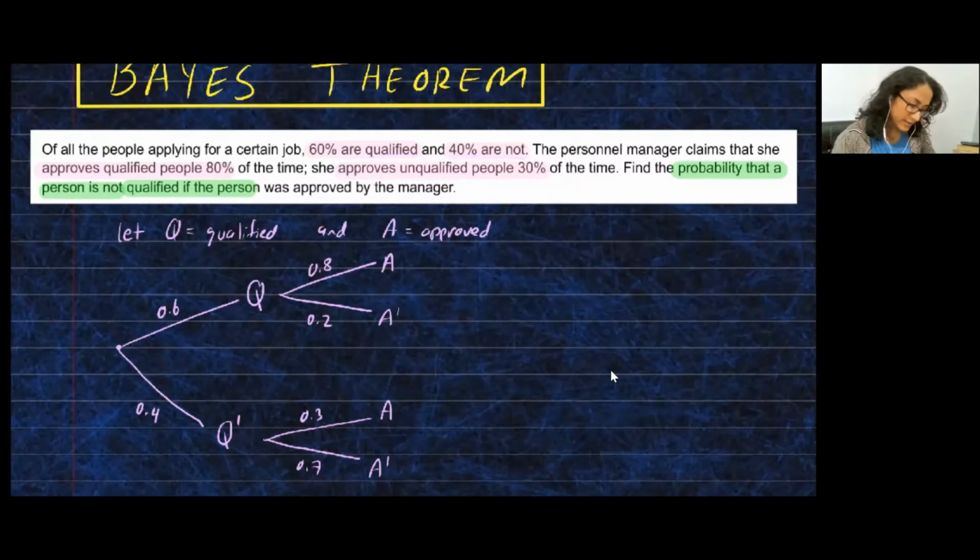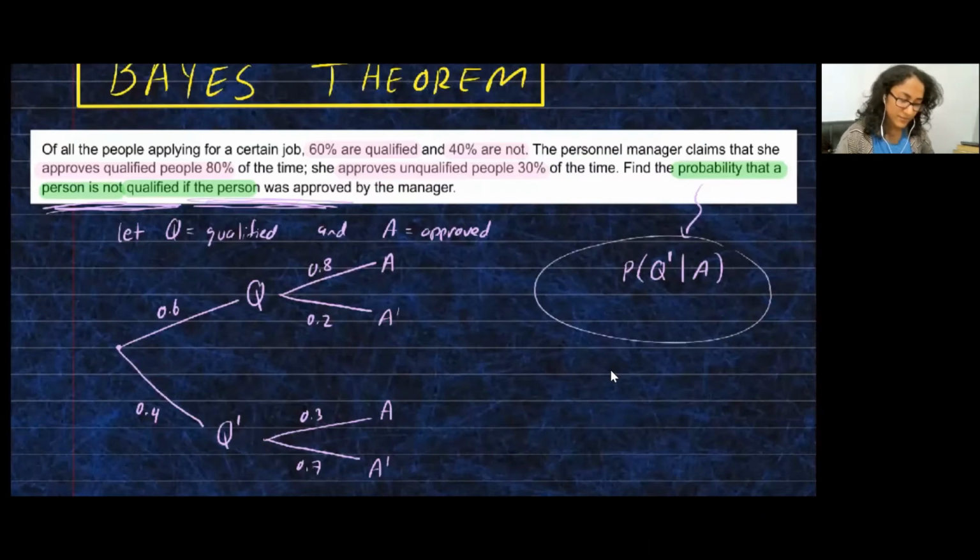So we're looking for the probability that a person is not qualified given that the person was approved. That would be the probability of Q prime given A. So let's look at it one more time. Find the probability the person is not qualified if the person was approved. So Q prime given A.